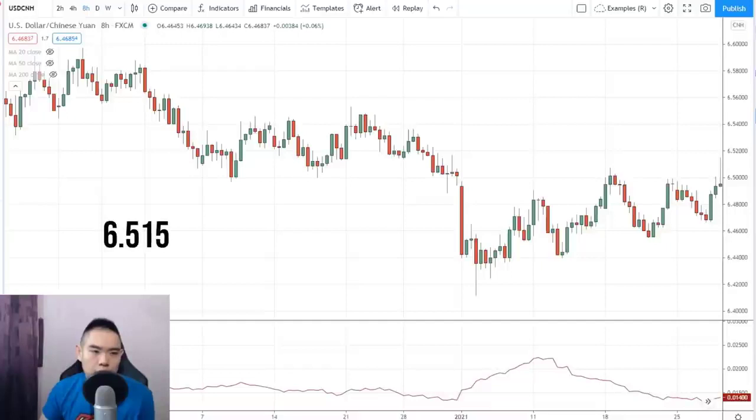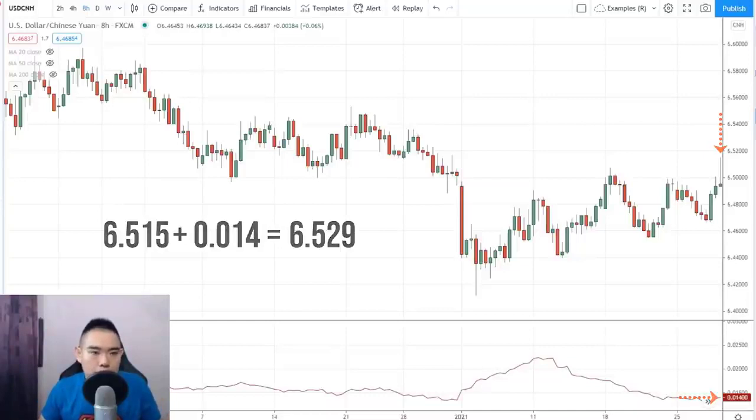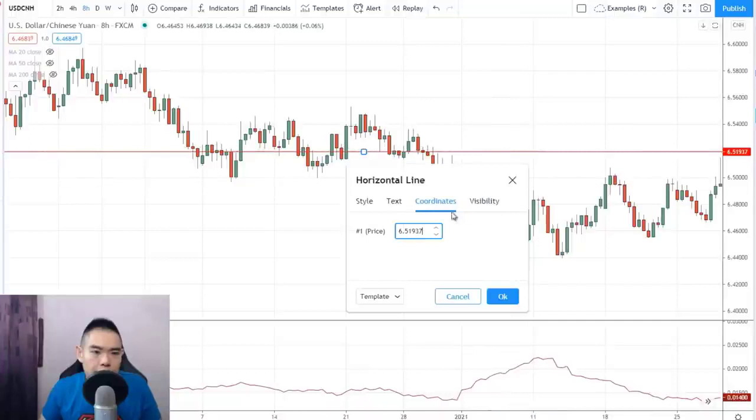And what I'm going to do is add on 1 ATR. Why add? Because we are now in a downtrend, so our stop loss should be 1 ATR above this swing high. The current ATR value is 0.014. So 6.515 plus 0.014 gives 6.529. That is where your stop loss is. So if I get the red line and draw it out, 6.529.